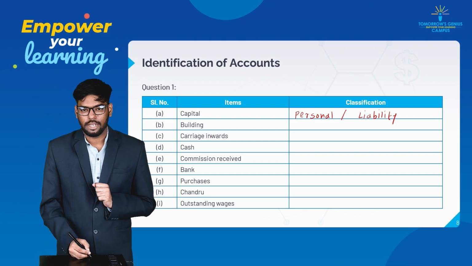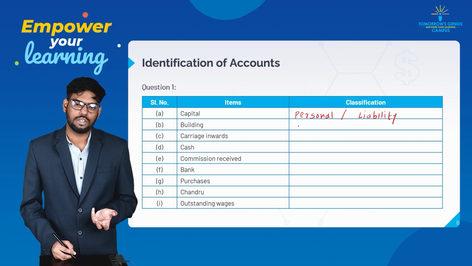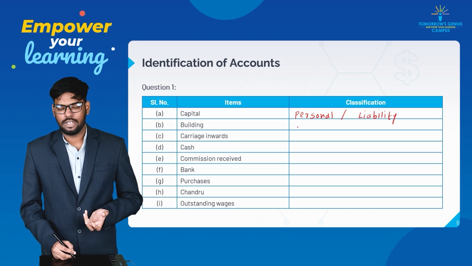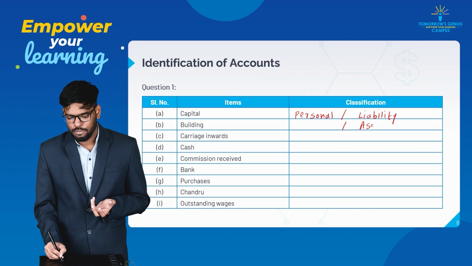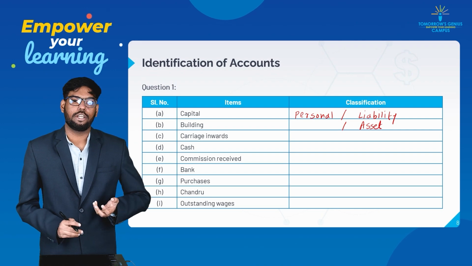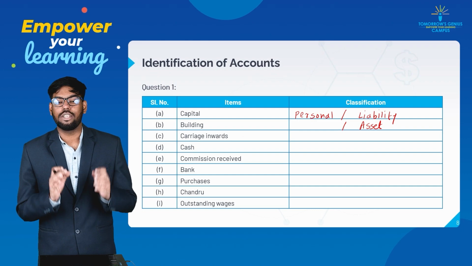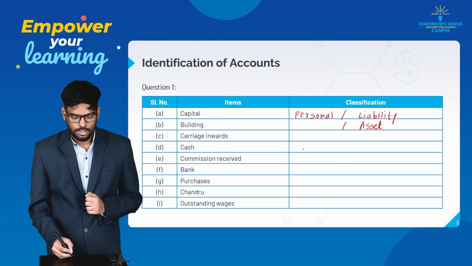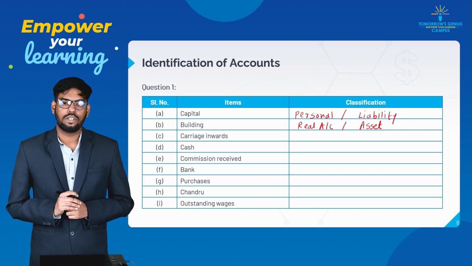So next is your building. So building is an asset. It's a property of the business. So as per the modern approach, it's an asset. And we know that all assets, all property of your business fall under the category of real account as per the traditional approach. So building is your real account, right?